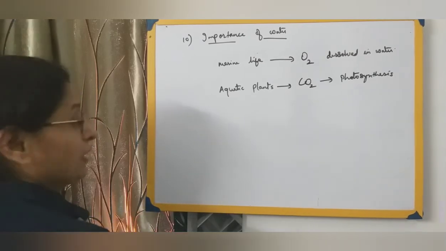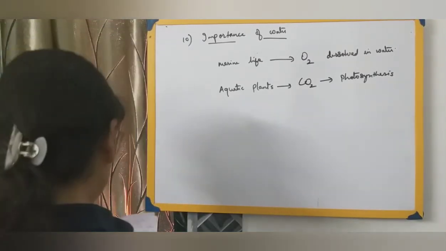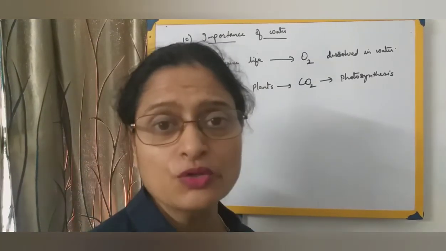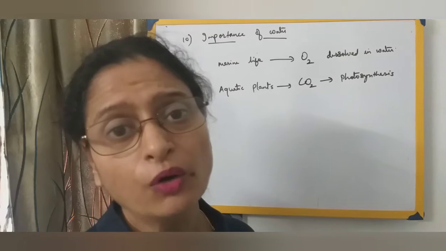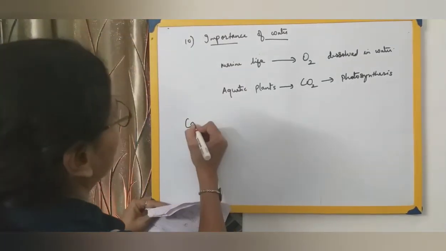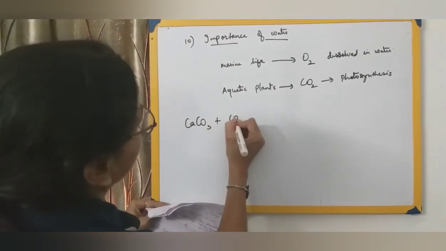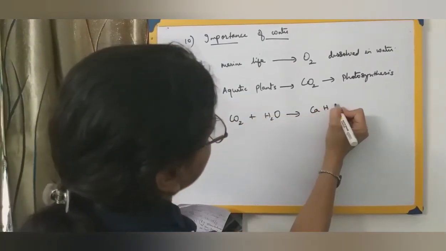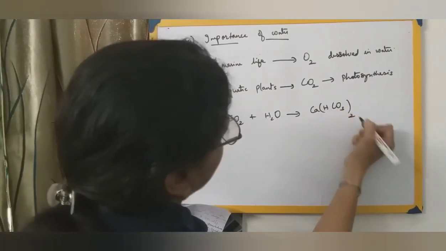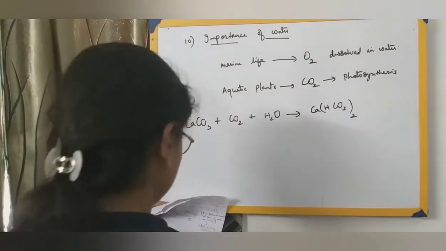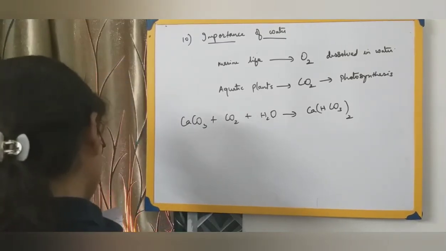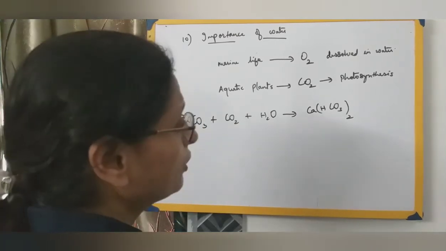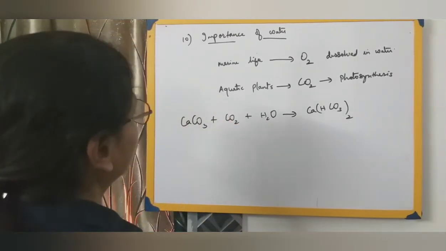At the same time, carbon dioxide present in water will react with limestone which is present in water. When you go deep into the oceans, you will find there is also some amount of calcium carbonate present. So calcium carbonate will react with carbon dioxide plus water, forming calcium bicarbonate. Now this calcium bicarbonate is of use to marine life, that is, certain organisms such as snails and others have their shells made up of calcium carbonate.